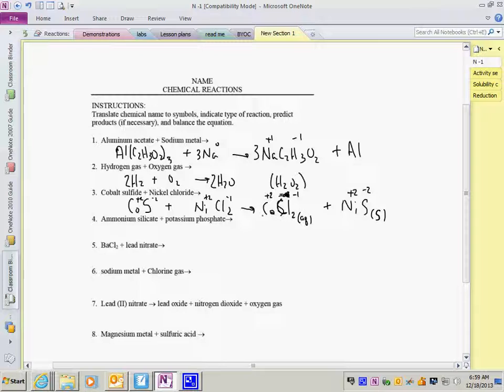2 chlorides, looks like it very well could be balanced already. 1 nickel, 1 sulfur, 1 sulfur. Yeah, it's balanced.